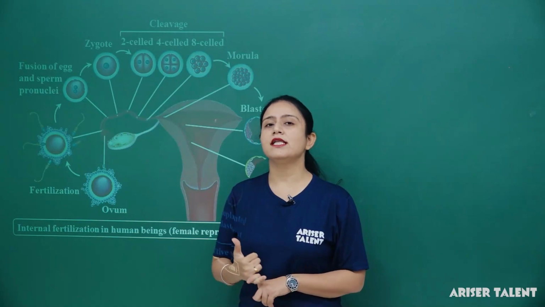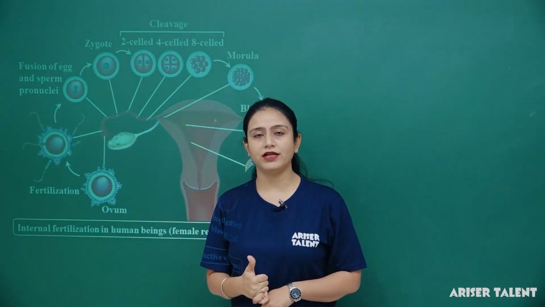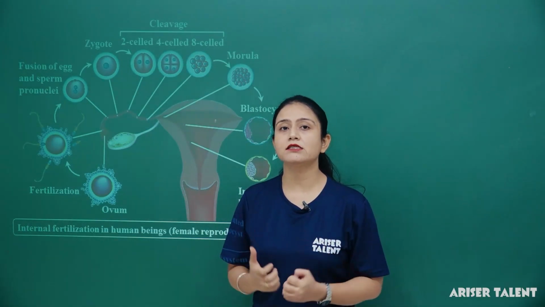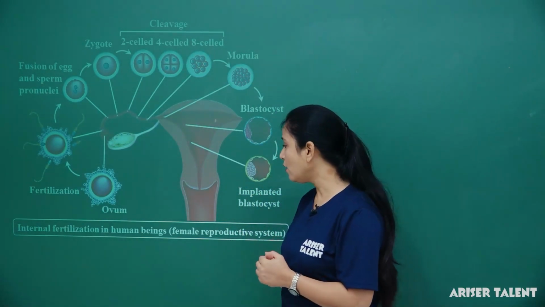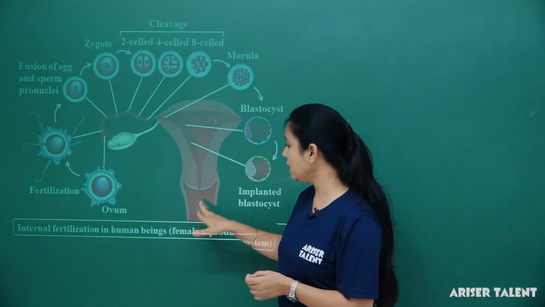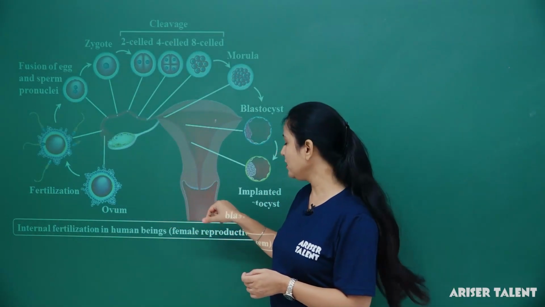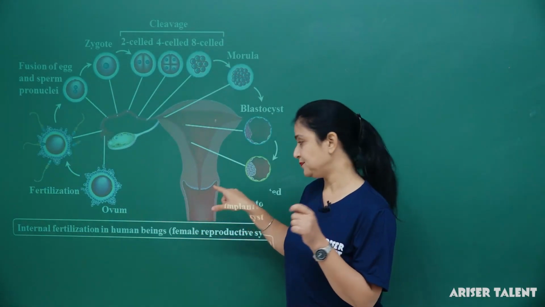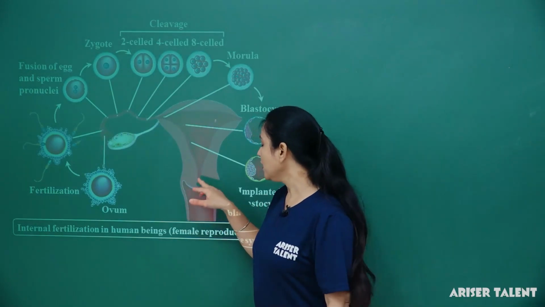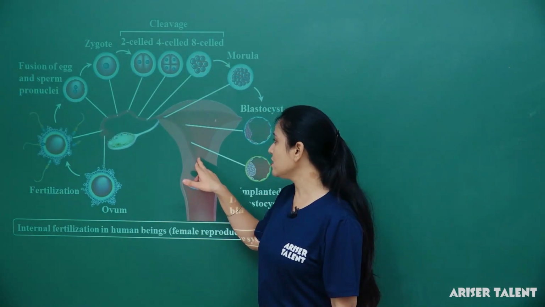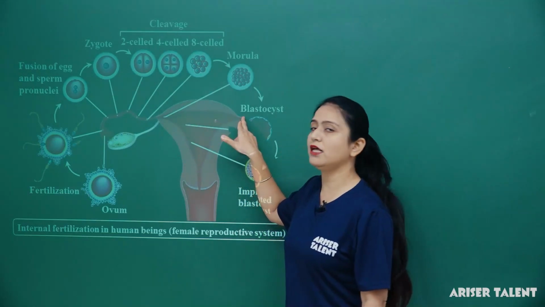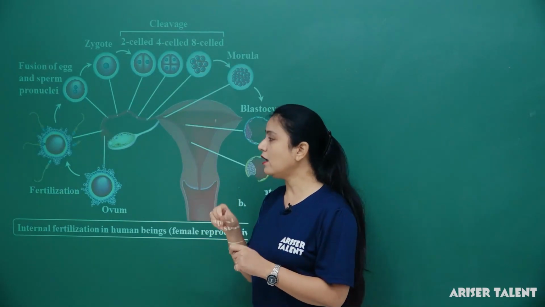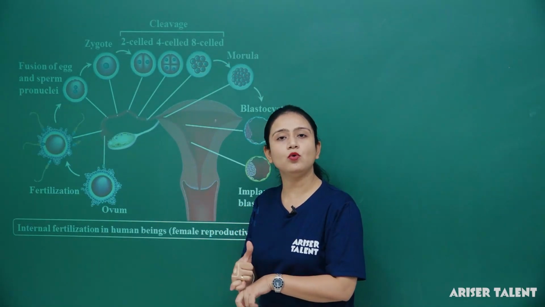In the previous lecture, when I told you about the female reproductive system, I also told you that fertilization of the egg takes place in the fallopian tube. So how does it happen? Let me repeat: when the human male inserts his penis in the vagina, he releases male gametes, means sperms, in the vagina, and then through the cervix these sperms reach the fallopian tube.